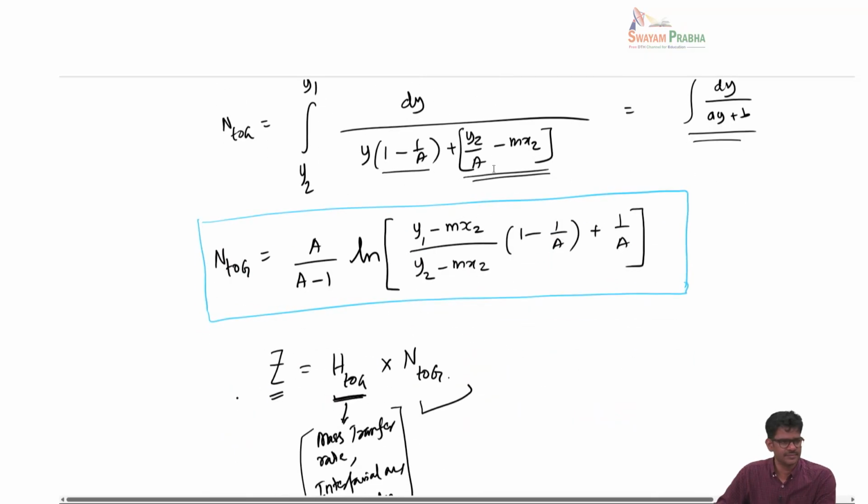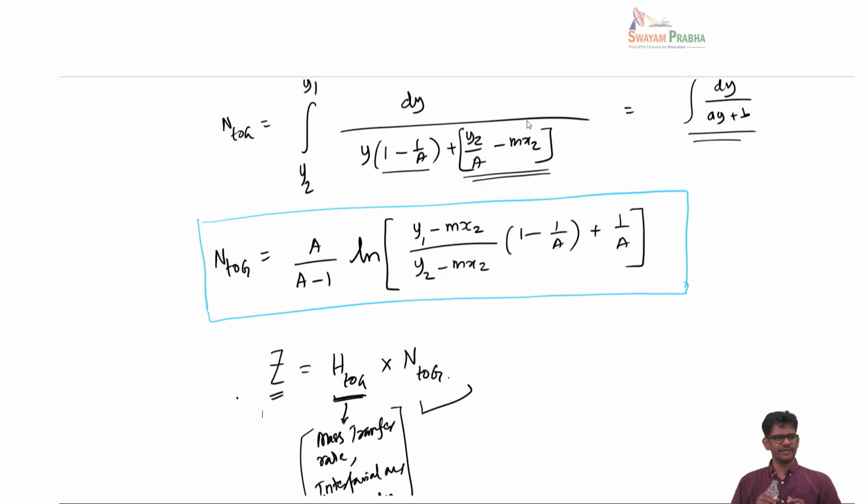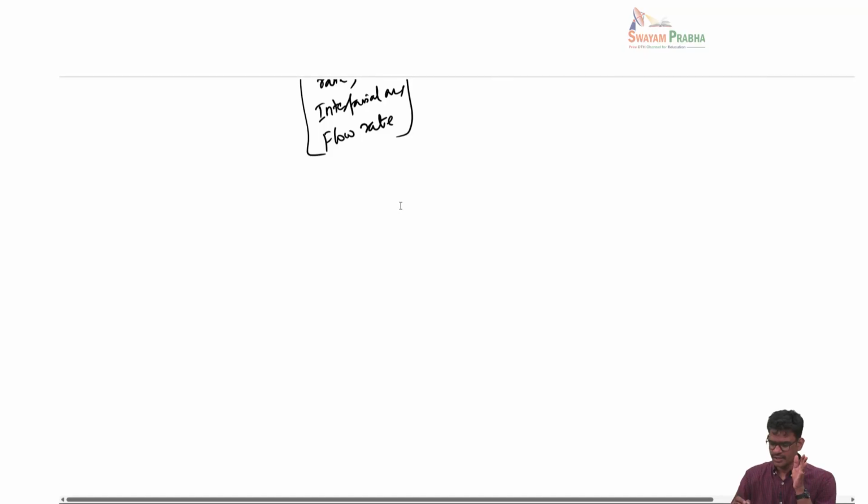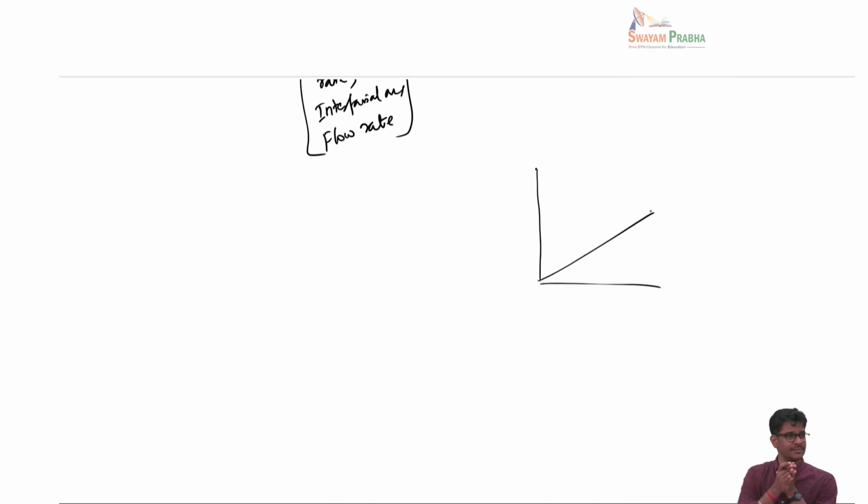There is one catch here. What if A is 1? If A is 1, what does it mean in terms of driving force? Zero, constant, infinity? Again, I appeal to your common sense here. All you need to do is look at the diagram. The equilibrium line is here. If A is 1, it means the slope of the operating line and the equilibrium line are the same, isn't it?